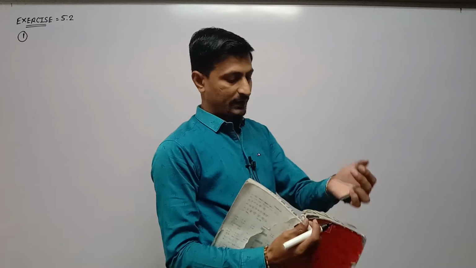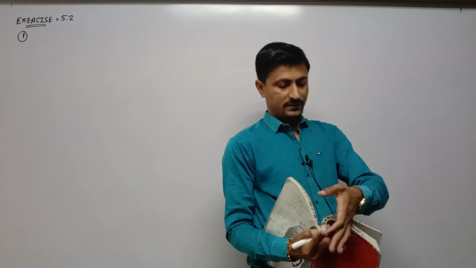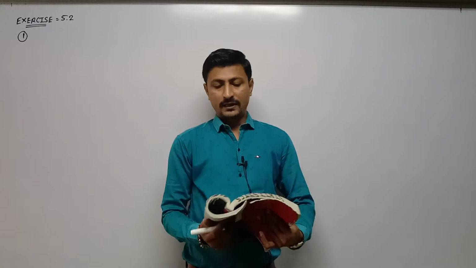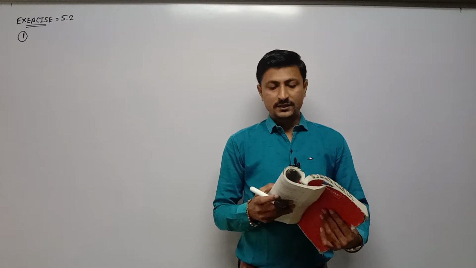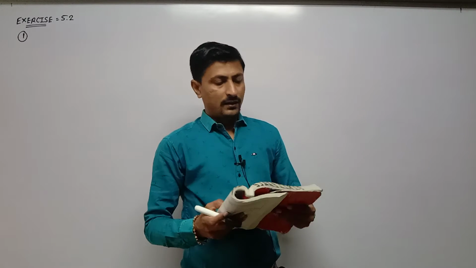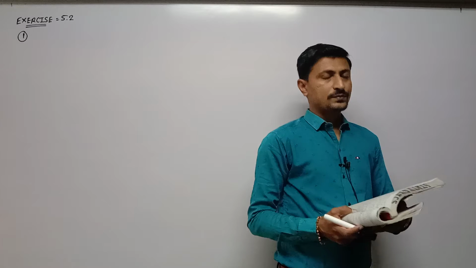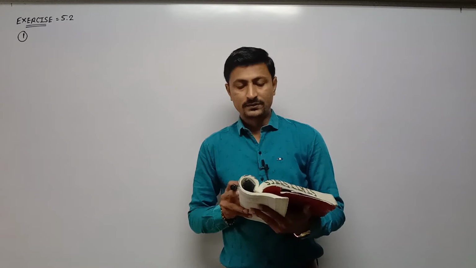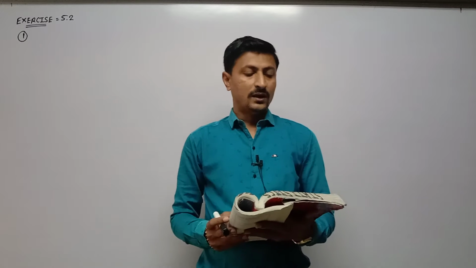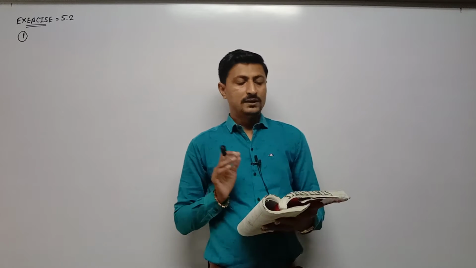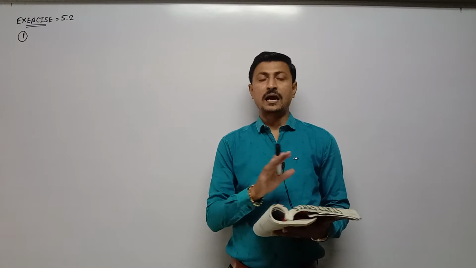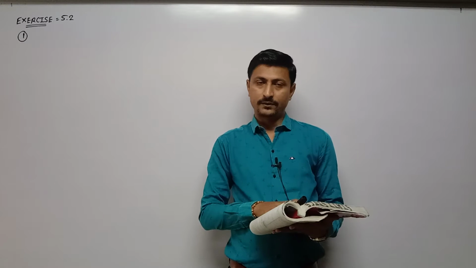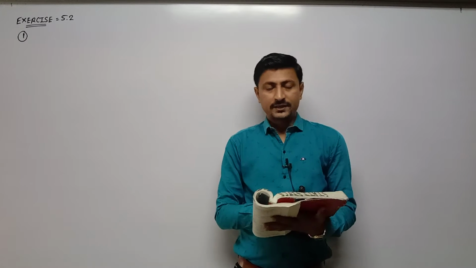From the following frequency distribution of different youngsters exercising in gymnasium, find the coefficient of skewness. Underline, find the coefficient of skewness by Bowley's method and state the type of skewness. Which type of skewness? Positive or negative? So first of all, check it.